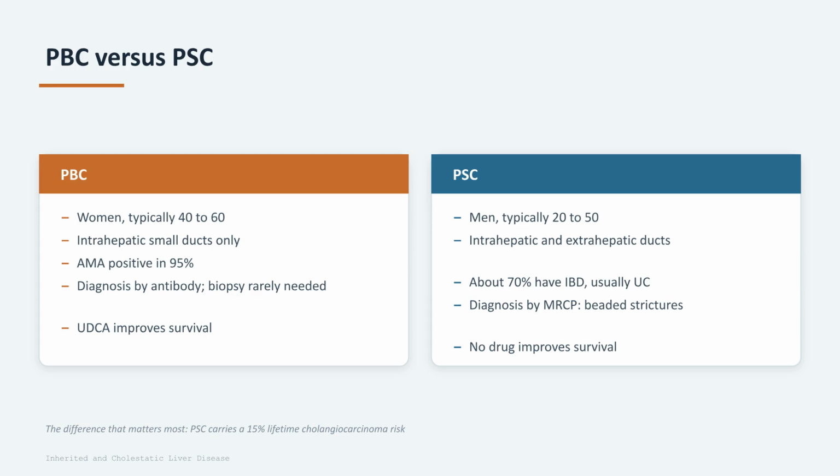On the right, primary sclerosing cholangitis, men, typically 20 to 50, both intrahepatic and extrahepatic ducts. About 70% have inflammatory bowel disease. Diagnosis by cholangiogram showing beaded strictures, and no drug improves survival. Both itch. The antibody and the cholangiogram tell them apart.